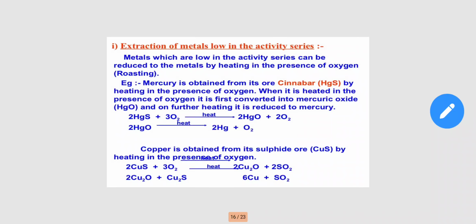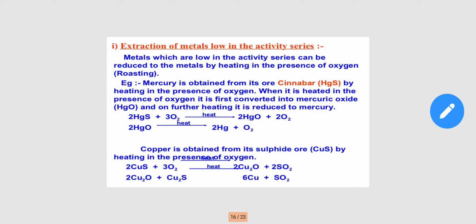Extraction of metals low in the activity series. Metals which are low in the activity series can be reduced to the metals by heating in the presence of oxygen, which we call roasting. For example, mercury is obtained from its ore, cinnabar, HgS. This is important. When it is heated in the presence of oxygen, it is first converted into mercuric oxide, HgO, and on further heating, it is reduced to mercury. You can see both reactions here.